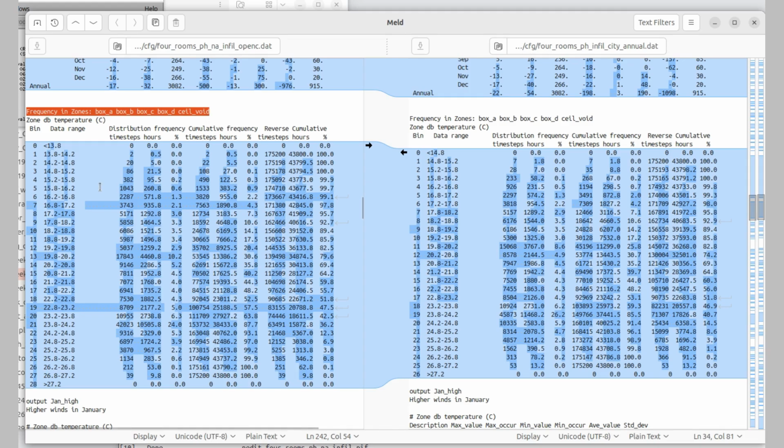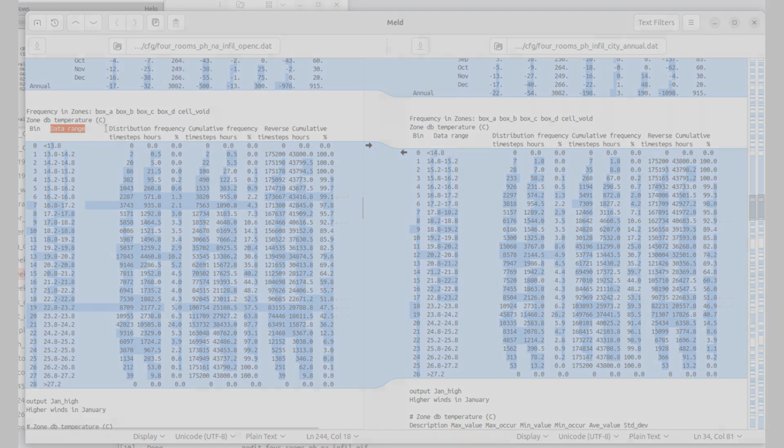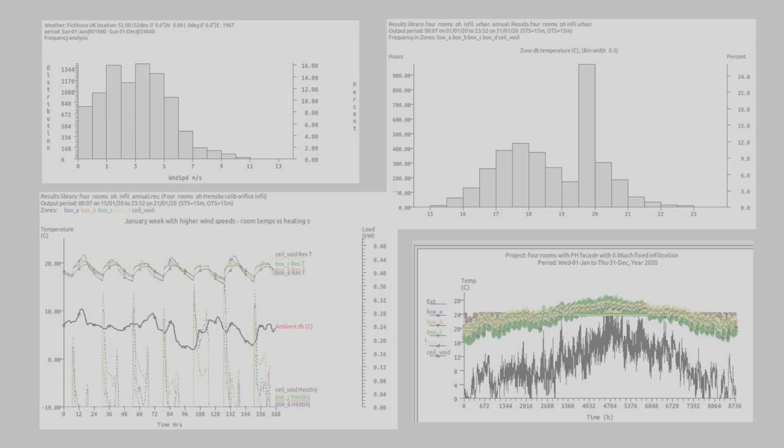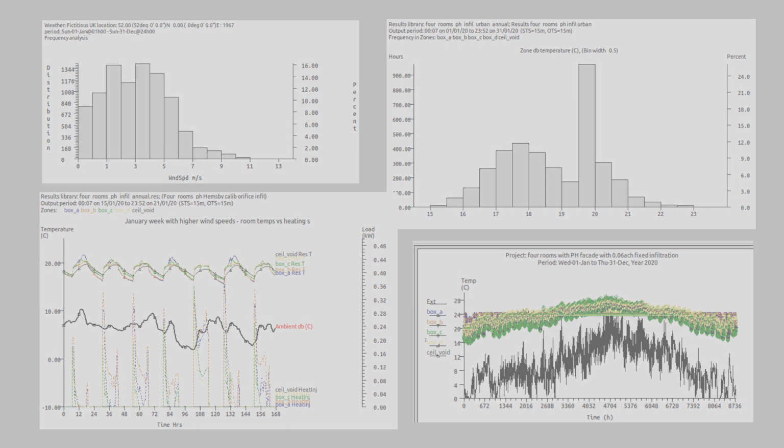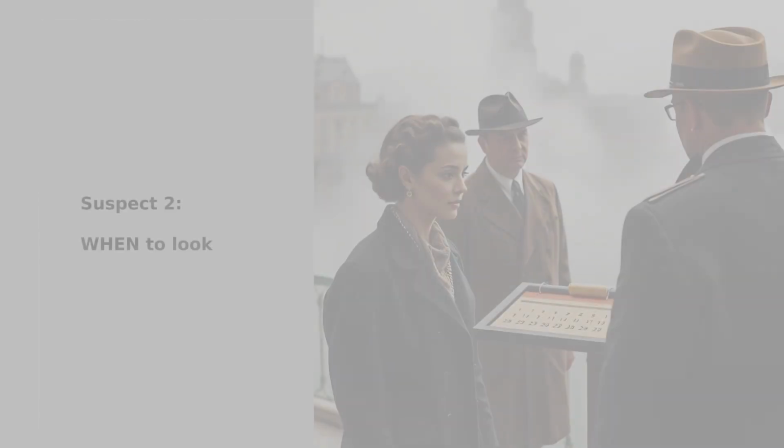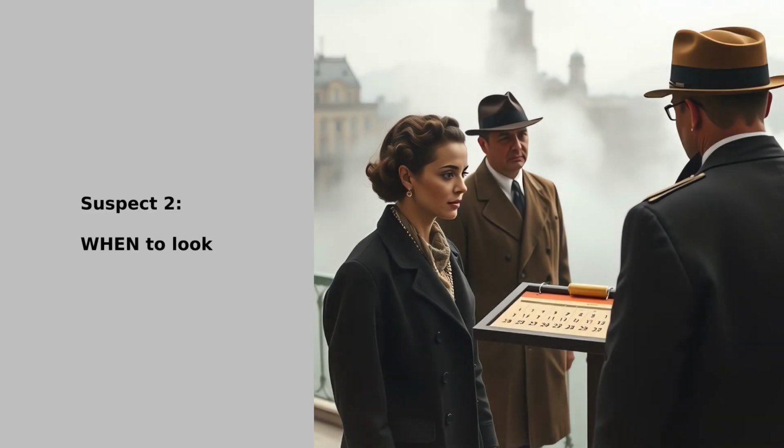So for each of the runs I made, these are the kind of comparisons I would do to see if there were some patterns emerging. Of course, beyond statistics, there are time step values of temperature, flux, and flow which can enrich the story. Our second suspect is choosing when to look.